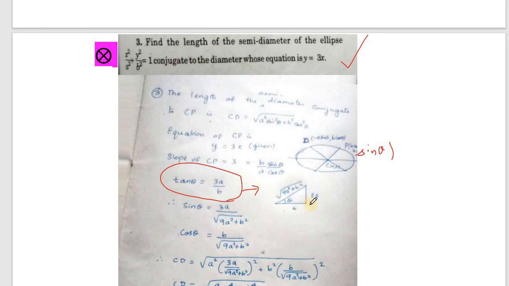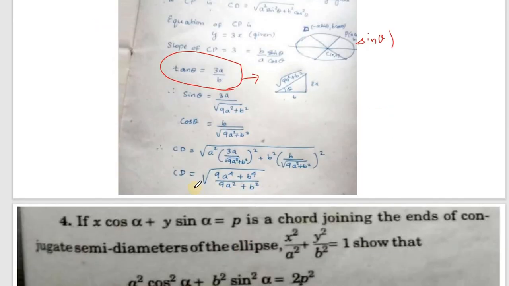If this is b and this is 3a, then the length of the hypotenuse we can easily get. So from the diagram, sin theta is 3a by the root, and cos theta is b by this. So that is what is done here. So therefore for CD, you'll have to substitute, and if we substitute and simplify, we will get this.